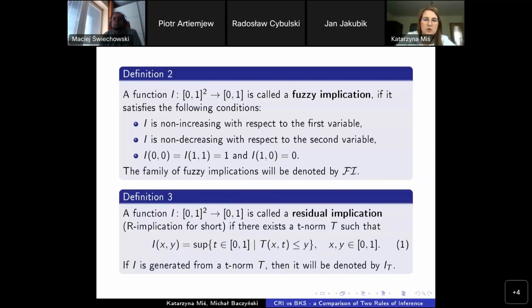But today I will just focus on one of them, which are residuated implications. Residuated implications are fuzzy implications which are generated by a t-norm. So if we would like to get an R implication, we take the supremum of the set of t, where T(x, t) is not greater than y. And that's how we can generate residual implications.